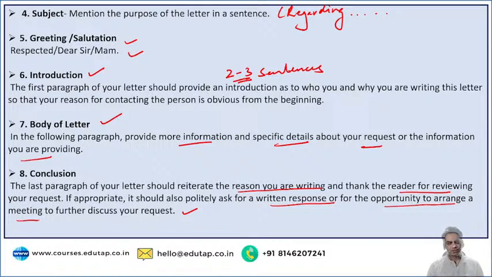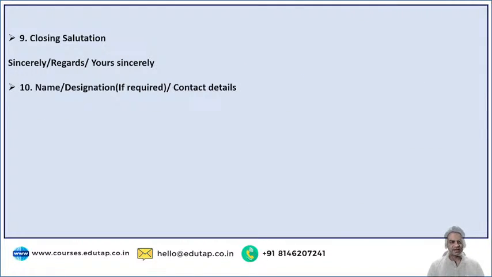Got it? In the conclusion paragraph, you have to outline the request that you are putting forward. You have to emphasize what action you want the person to take, right? And then thank him in anticipation for doing so for you. So that is the conclusion paragraph. Then number 9 is the closing salutation. What is a closing salutation? Sincerely, yours thankfully, your regards, yours respectfully, yours faithfully. You can write whichever you want, right? And after that, your name and designation if required, if you are writing on behalf of a designation.